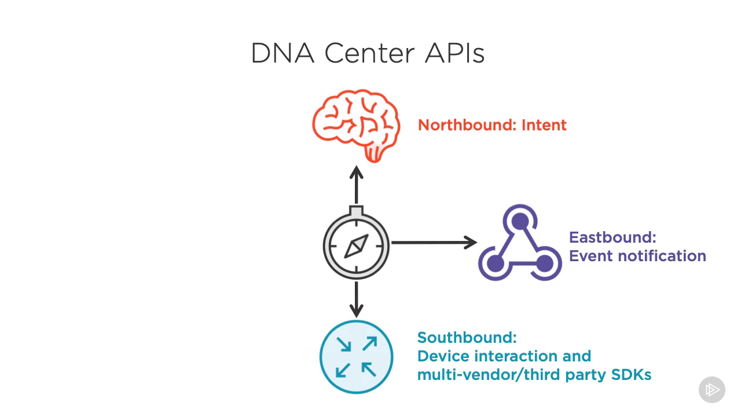DNA Center also interfaces directly with devices using a variety of southbound APIs such as SSH, Telnet, Netconf, and SNMP. In the previous course, we explored some of these methods using standalone Python scripts. A variety of device packages can be installed which operate at this southbound layer, such as network discovery, inventory management, and command runner. We'll explore these later in the course. Developers can also create custom plugins to interact with non-Cisco devices.